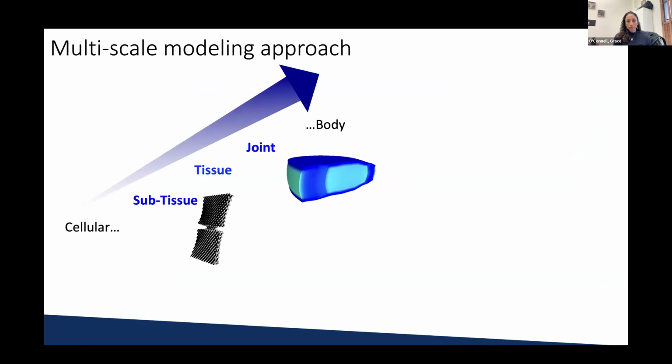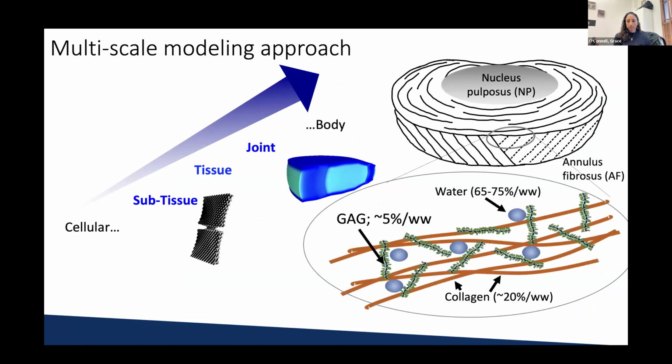So the way that we've approached this is a multi-scale modeling approach. We started at the subtissue level with what we know about the tissue, that it's fibers embedded in an extracellular matrix, and I'll talk a little bit about that model development. And then we worked our way all the way up to the joint to look at modeling a single bone-disc-bone motion segment to look at how failure might occur in that segment.